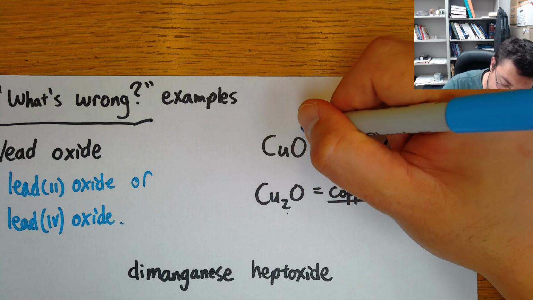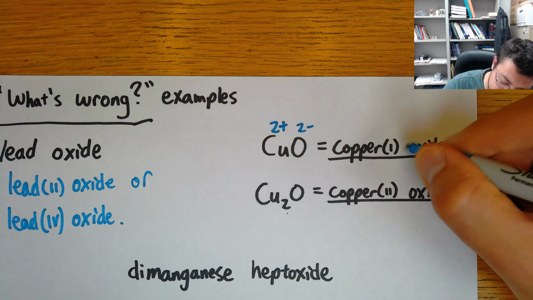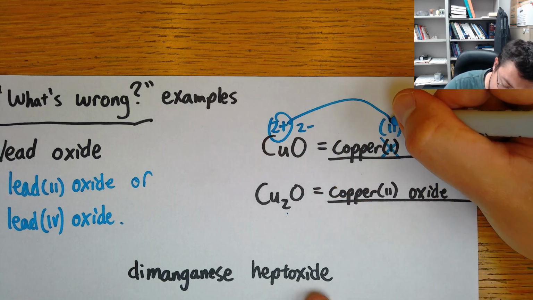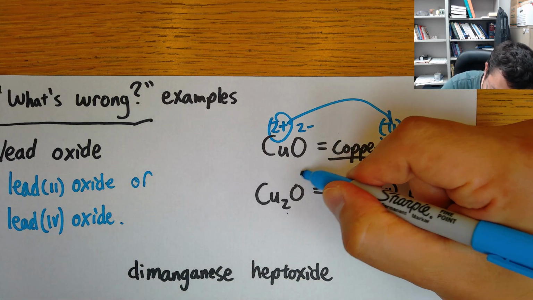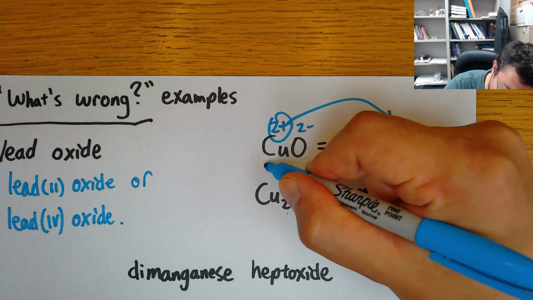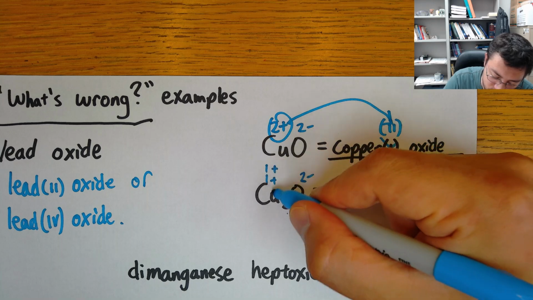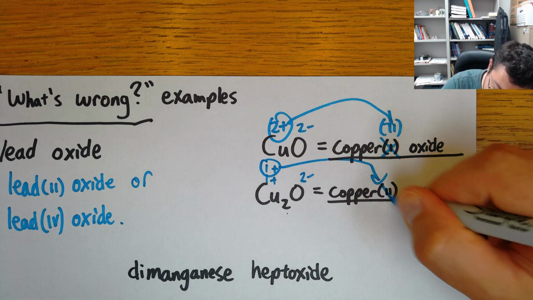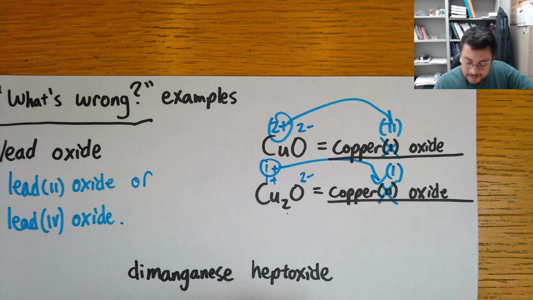Oxygen is always a 2-, which means this copper must be a 2+. So this should be that, because that goes there. And then here, oxygen is a 2-, which means we have 2 coppers. They're going to be a 1+ each. That'll give us a total of 2+, just 1 on each. So we take that, put it there, and that should be just a Roman numeral of a 1.